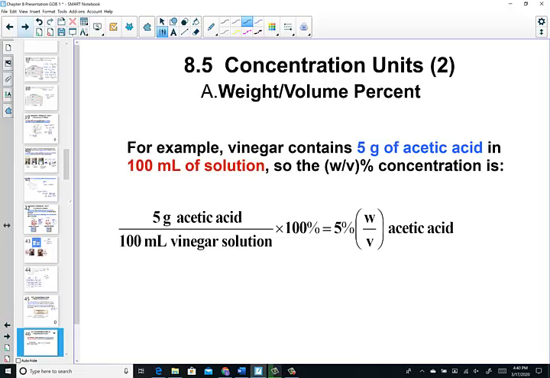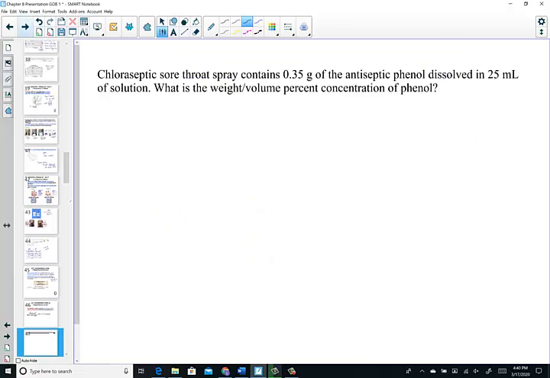For example, if I see vinegar and it contains 5 grams of acetic acid, so notice that this would be called the solute. It's what you have the least of, and it's in 100 mils of total solution. Remember how we just think of part over whole representing percentages. That would come out to be 5% weight over volume for acetic acid, 5% solution. Mass over a specific volume tells us its percentage. So let's take a peek at some examples and see what these would look like.